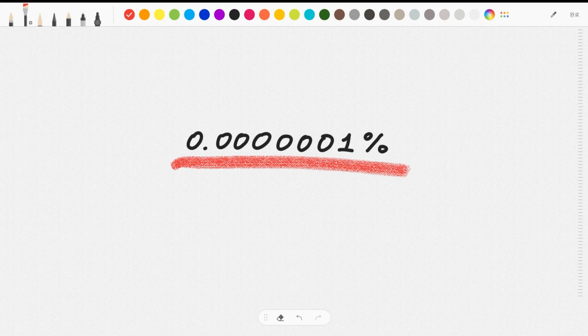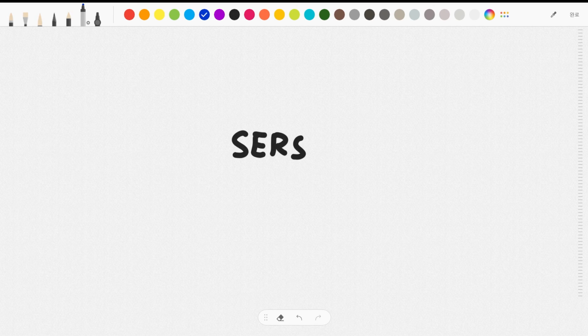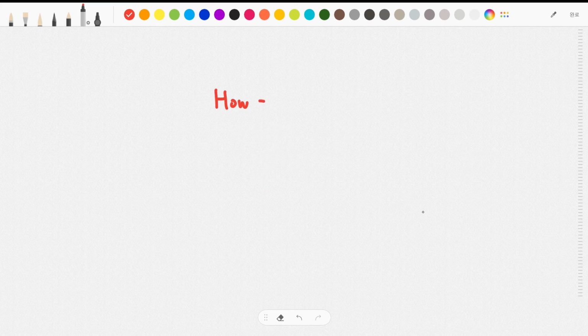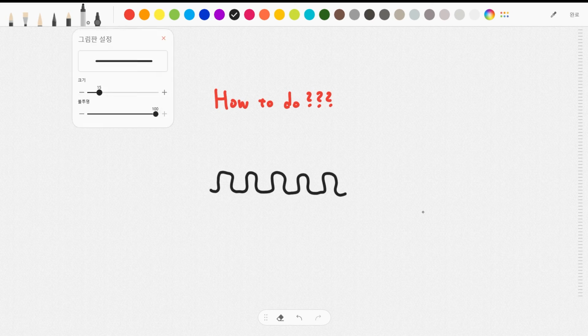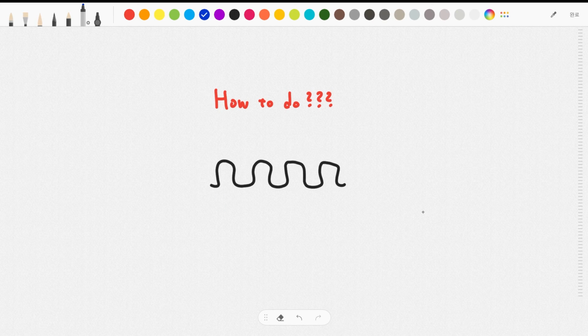Here, SERS is an advanced way to measure Raman spectrum. It amplifies the Raman signal up to 10 to the 6th compared with the original Raman magnitude. It can dramatically improve the sensitivity of Raman spectroscopy. So how to do that? Simply, it needs two things: a plasmonic nanostructure and an adsorption of analyte molecules on that surface.